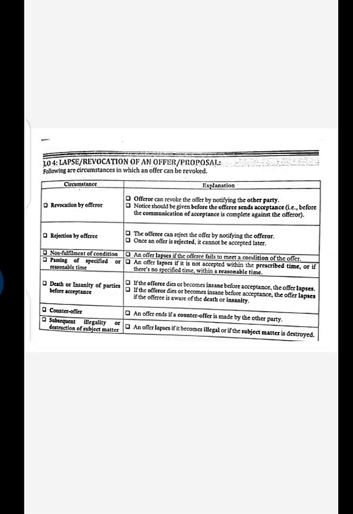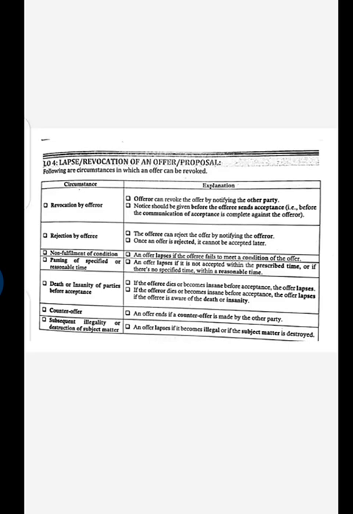Then we have the rejection by the offeree. The offeree can reject the offer by notifying the offerer. Once an offer is rejected, it cannot be accepted later. So if the offer is rejected, it cannot be accepted later. Then, non-fulfillment of a condition: if any condition of the offer is not fulfilled, then it can be cancelled.